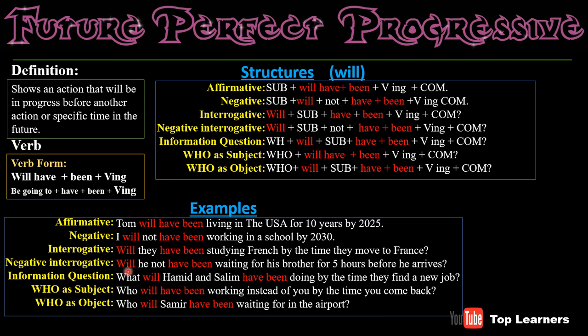And to ask a negative interrogative or negative question, you can use not after subject. Like, will he not have been waiting for his brother for 5 hours before he arrives? Again, you can see simple present, but it shows future. And for asking information question or WH question, you need to use a WH word like what. What will Hamid and Salim have been doing by the time they find a new job? Again, by the time they find a new job is in simple present but shows future.